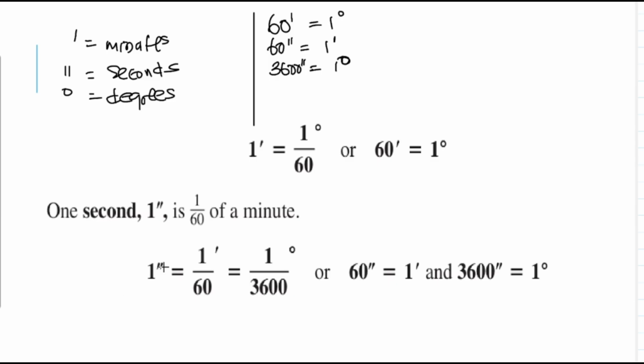To convert minutes to seconds, or seconds to minutes, divide by 60. To convert minutes to degree, divide by 60. And to convert seconds to degree, divide by 3,600. So 60 seconds equals 1 minute, and 3,600 seconds equals 1 degree. And know this fact: when you are converting smaller units to bigger units, you divide. When you are converting bigger units to smaller units, you multiply.